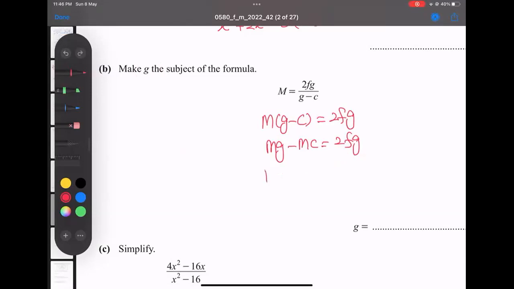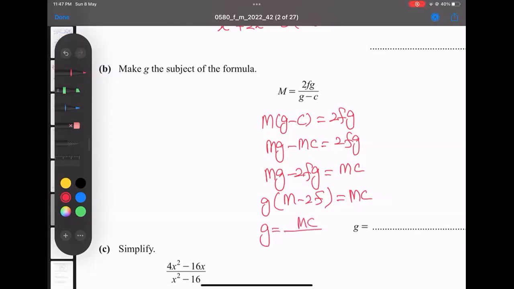So let's talk about this one. MG and minus 2FG equals MC. MC goes on the right hand side. From here, G common, I get G times M minus 2F equals MC. And this whole thing will divide under it. So G becomes MC divided by M minus 2F. And this is my final answer.